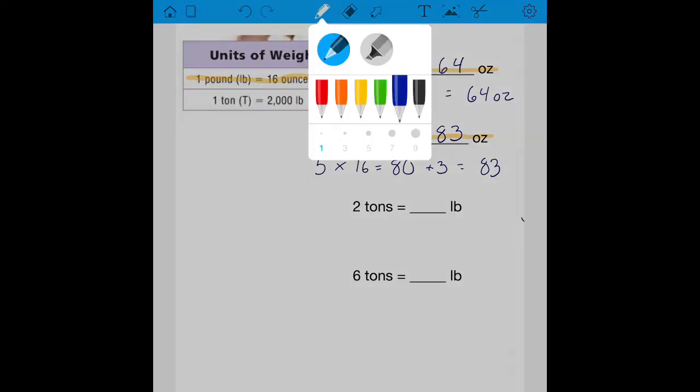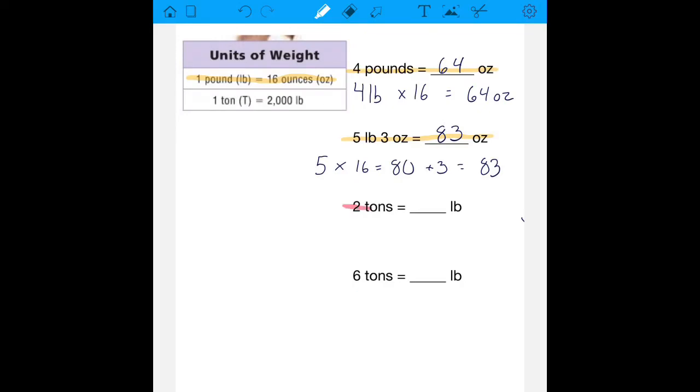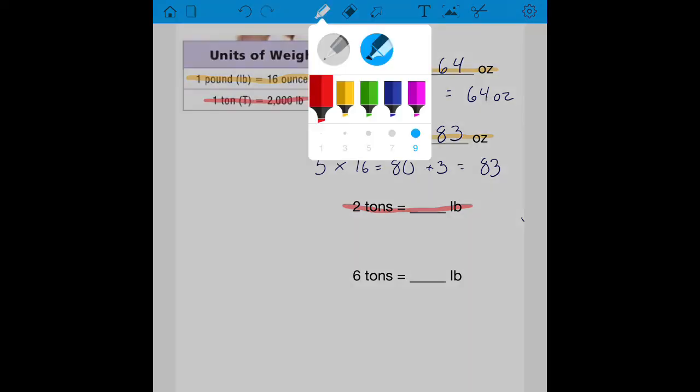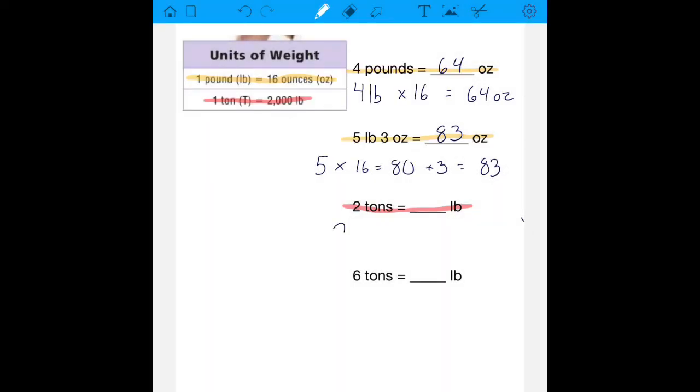Now for this next one, it wants me to convert some tons. So in this case, it's saying 2 tons equals how many pounds? Well, I can see 1 ton equals 2,000 pounds. So I am going to do another multiplication problem, where I am going to do my 2 tons, or 2T, times 2,000, and that equals 4,000. So that tells me that 2 tons is really equal to 4,000 pounds.